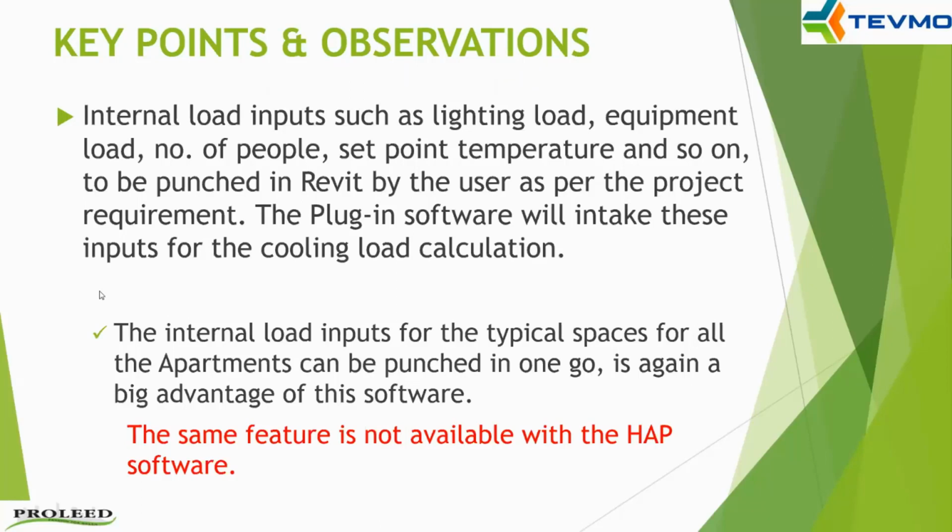Basically, if most of you are doing calculations in HAP, you may be knowing that for typical apartments, all the living rooms or all the bedrooms will be having the same input parameters, right? The internal load input parameters. For instance, if it's a bedroom, all the bedrooms for all the apartments will be having the same lighting load, same equipment load, or even same number of people we are considering as per ASHRAE. In HAP, we need to go one by one. We have to punch in all the numbers individually to all the spaces.